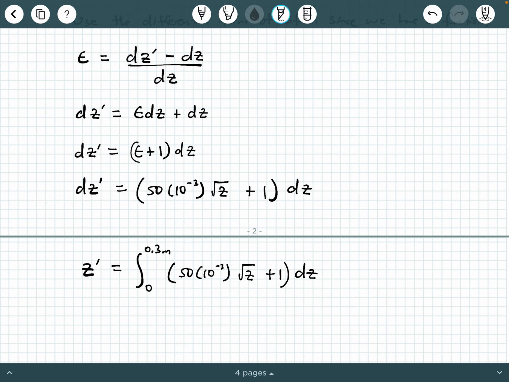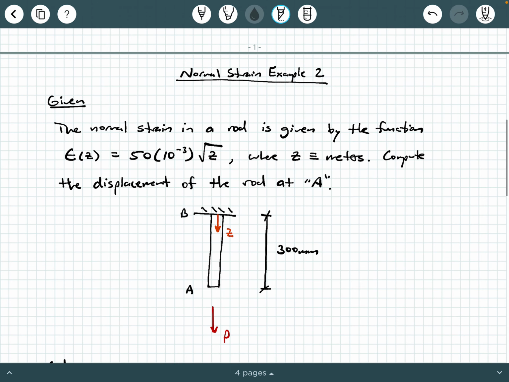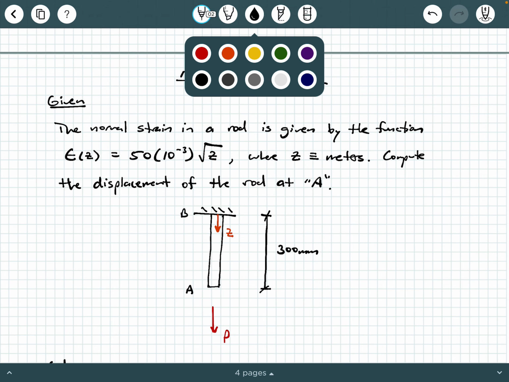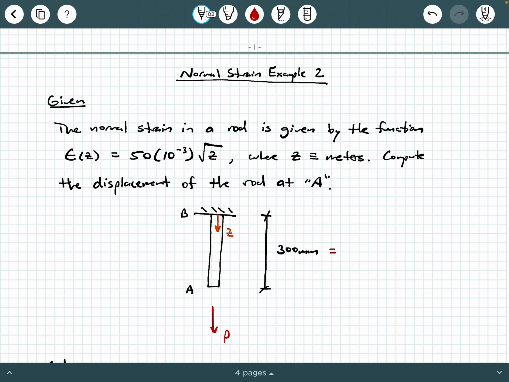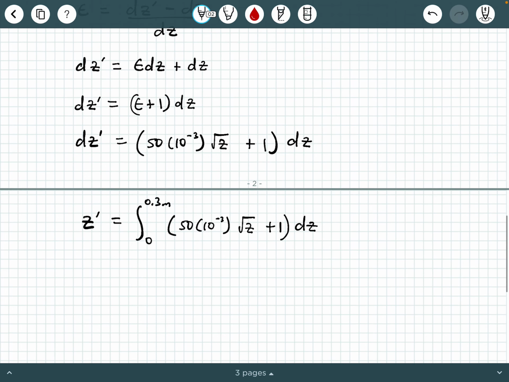Now, why am I integrating from 0 to 0.3? Well, the domain of this function is from z equals 0 to z equals 300 millimeters, but we were told that inside the function, z has units of meters. So because of that, I need to make sure instead of using 300 millimeters, I use 0.3 meters, all right? So we perform this integral.